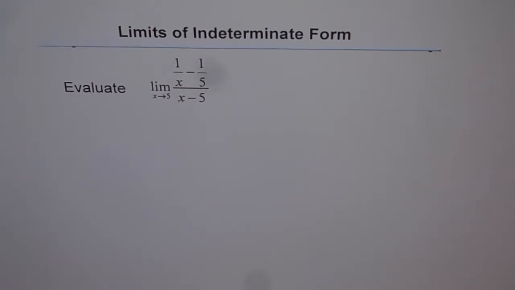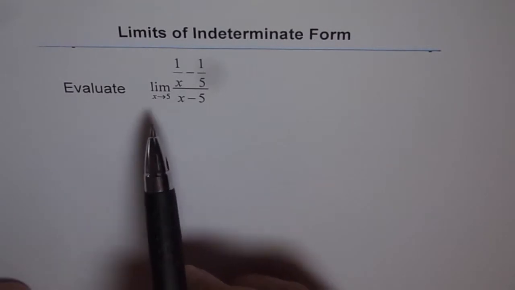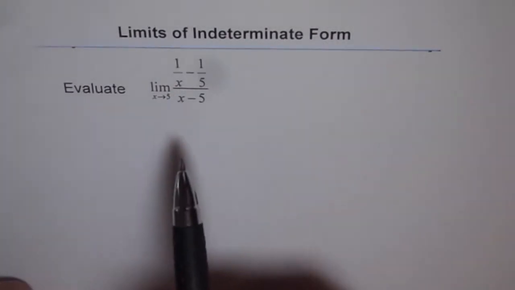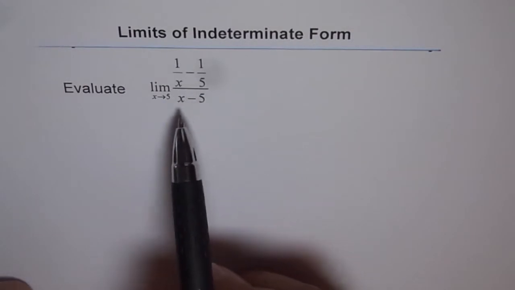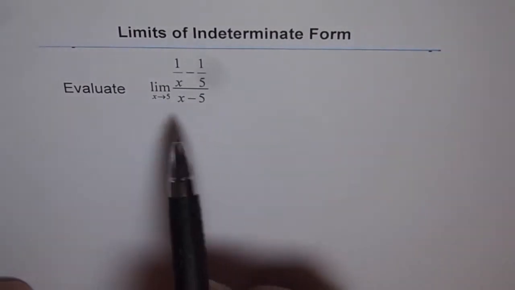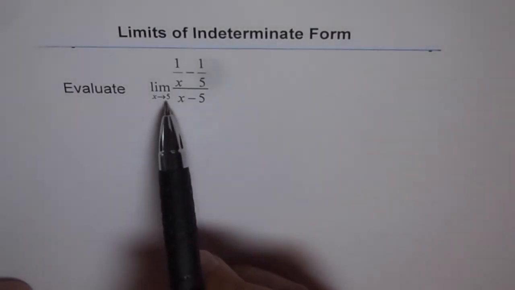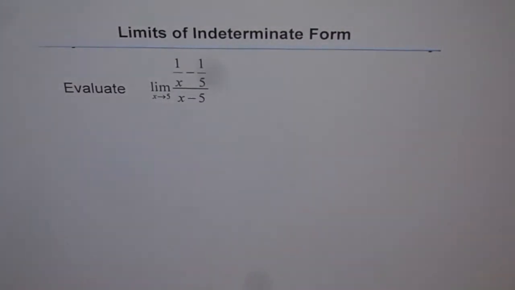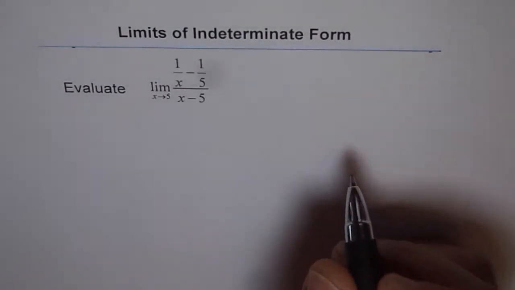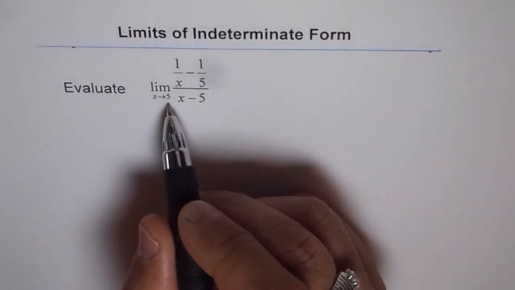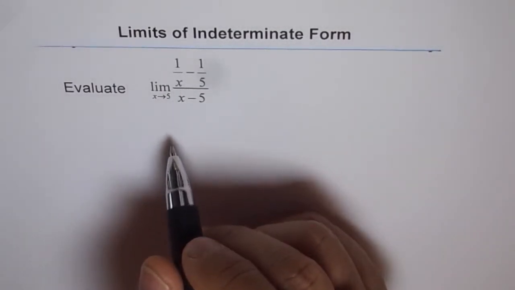Here is another example to evaluate the limit of a function which is not defined at the limiting value. The function is (1/x − 1/5) divided by (x − 5), and we need to evaluate the limit of this function as x approaches 5. Now, as we had been doing in other examples, let's substitute the value x = 5 and see what we get.